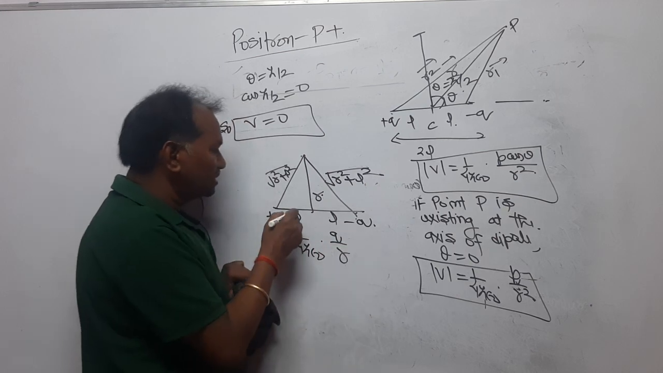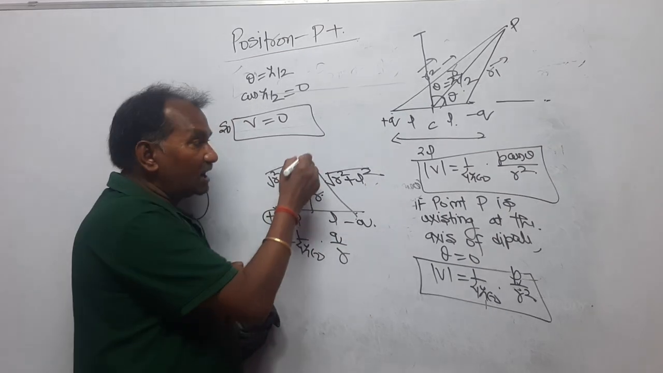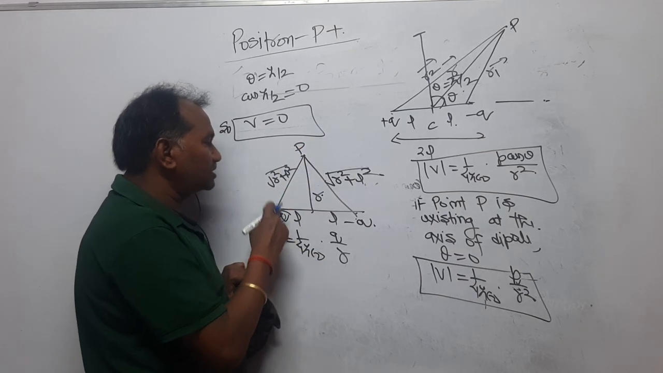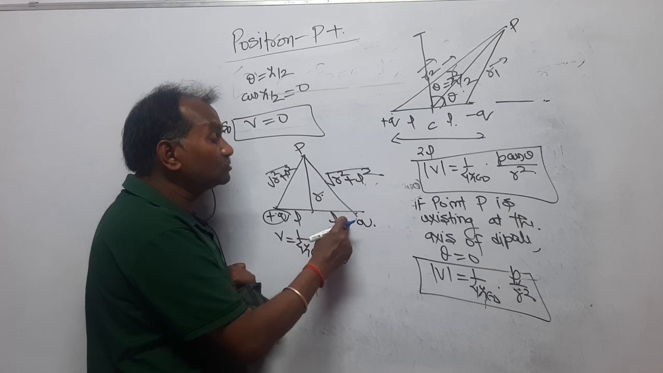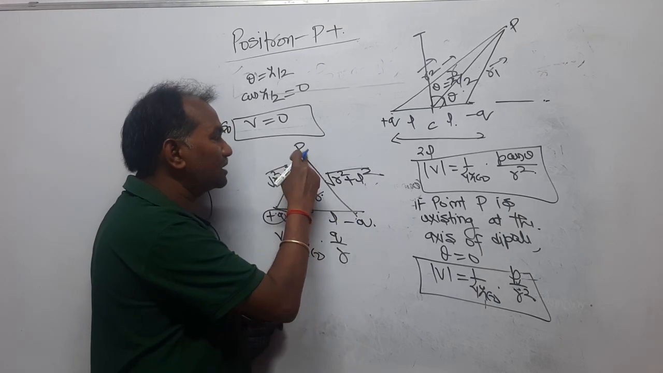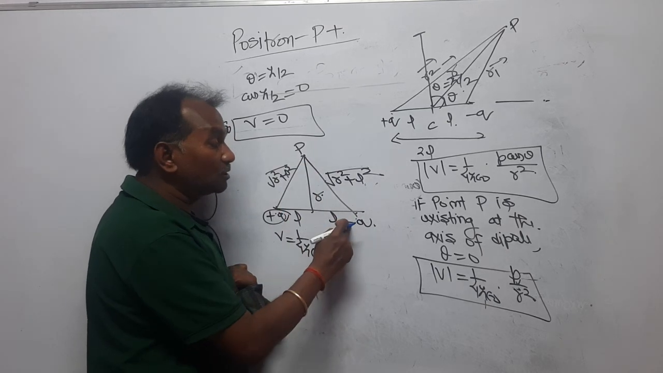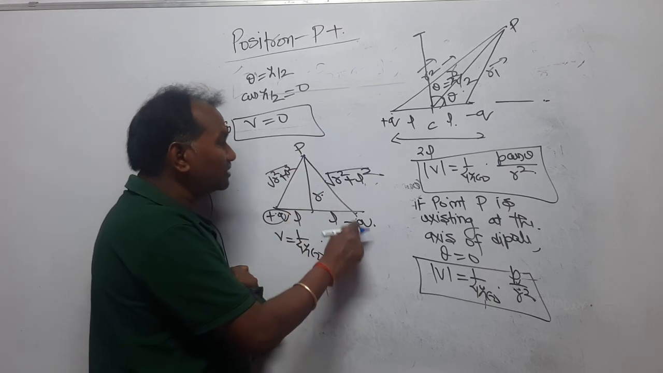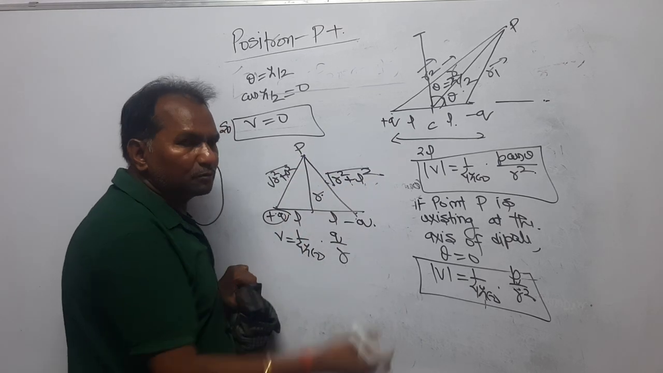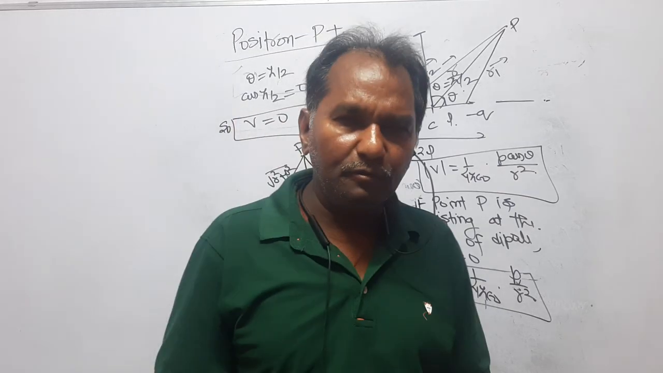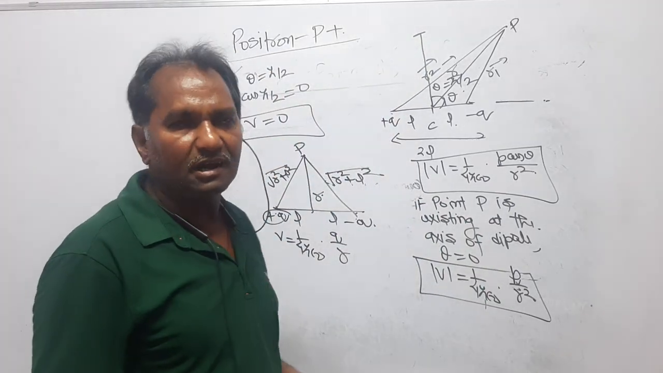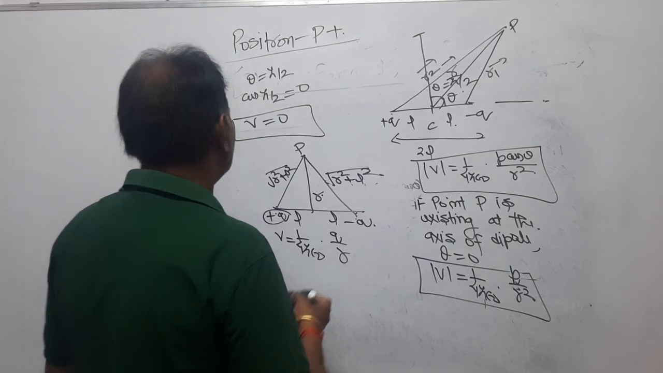Now dear student, due to this charge at this point P, potential will be 1 upon 4 pi epsilon naught Q upon this much, and due to this minus Q charge, potential at point P will be V equal to minus 1 upon 4 pi epsilon naught Q upon this much. So both the values are same but opposite in nature, one is positive and the other is negative, so they will cancel.